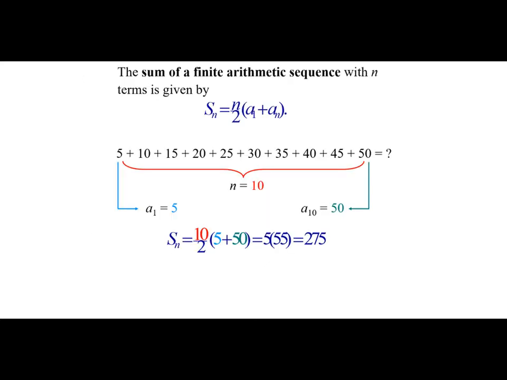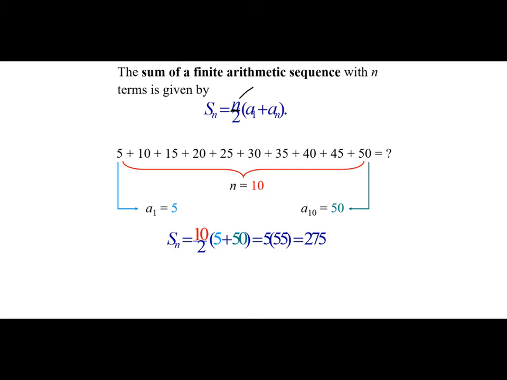Now we're going to look at the sum of a finite arithmetic sequence with n terms when n terms is given. Okay, so finite means that it stops or it ends. So S sub n is equal to n over 2 times the quantity a sub 1 plus a sub n. So n over 2. So n is going to stand for how many terms are in the sequence. And then a sub 1 is our first term, and a sub n is going to be our last term.